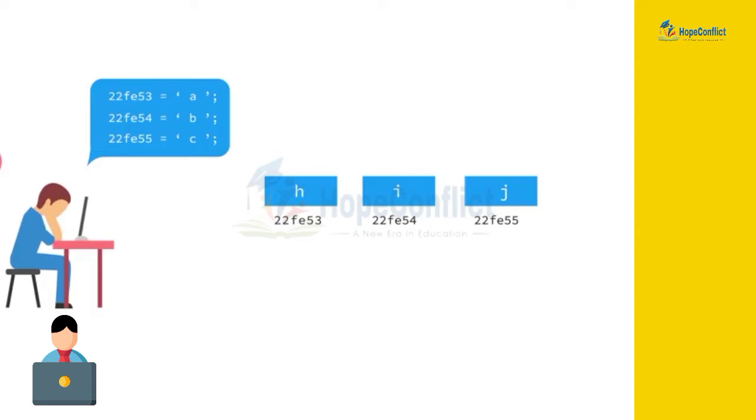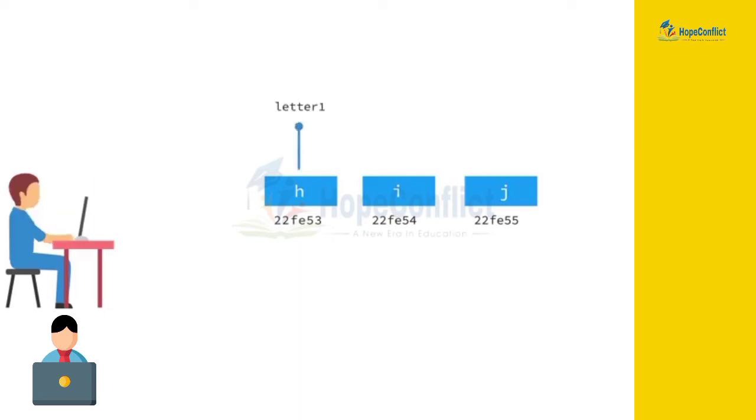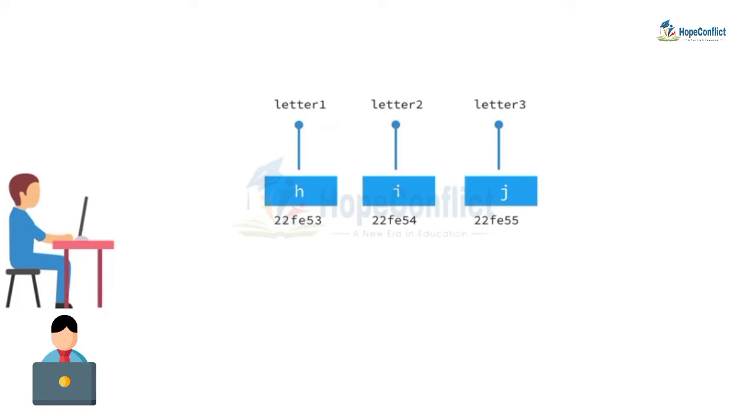So what we can do is map a meaningful variable name to the memory address so that we can access the memory address using the variable name instead of some hexadecimal memory address. Here, the memory address 22FE53 is mapped with the variable name letter1. Similarly, 22FE54 is mapped with letter2, and 22FE55 with letter3. Now, we can access the memory address 22FE53 using the variable name letter1 and the other addresses with letter2 and letter3 respectively. Now we can easily manage the data at different locations.